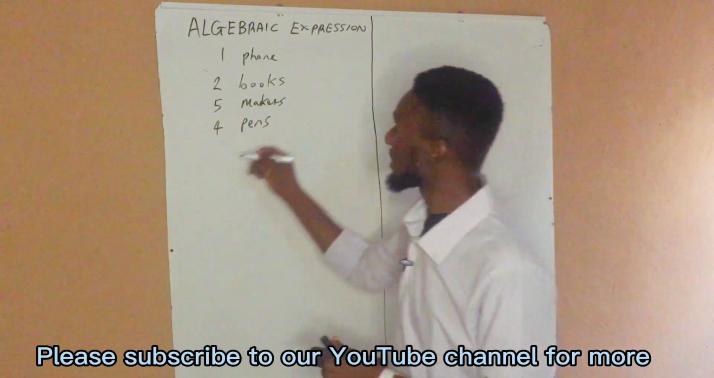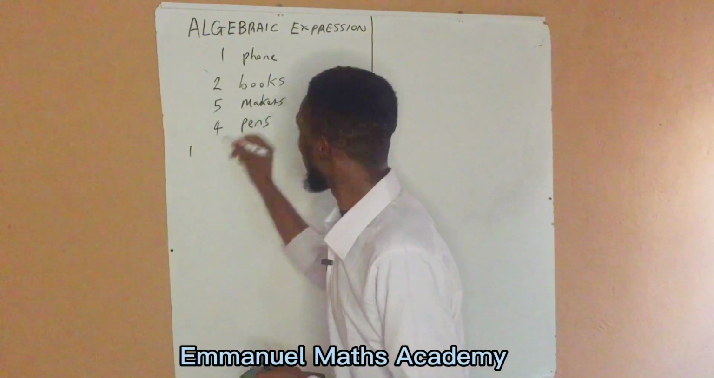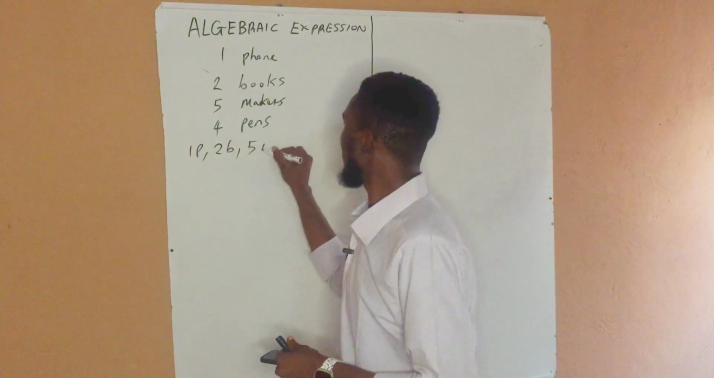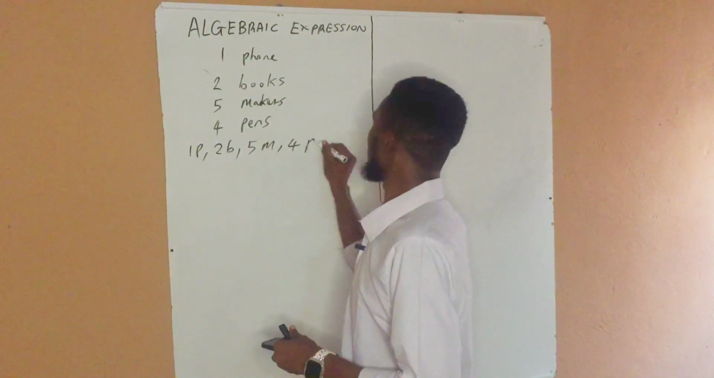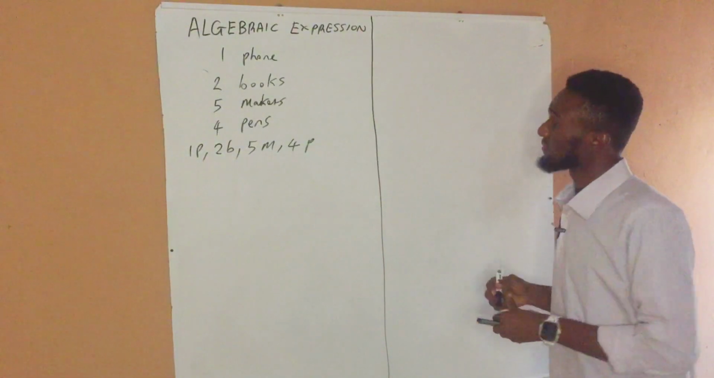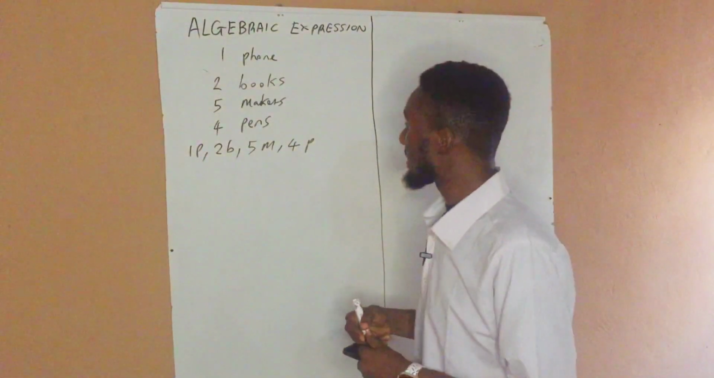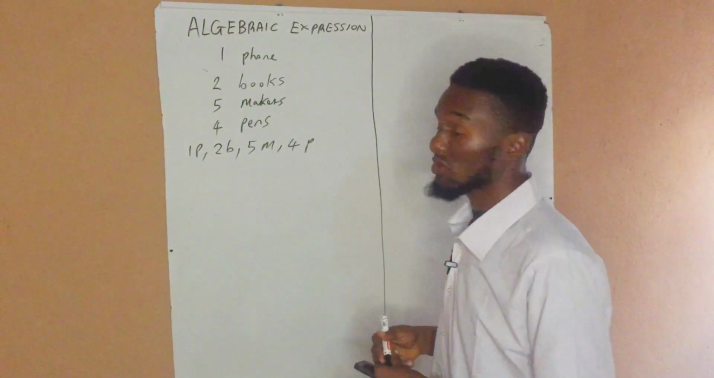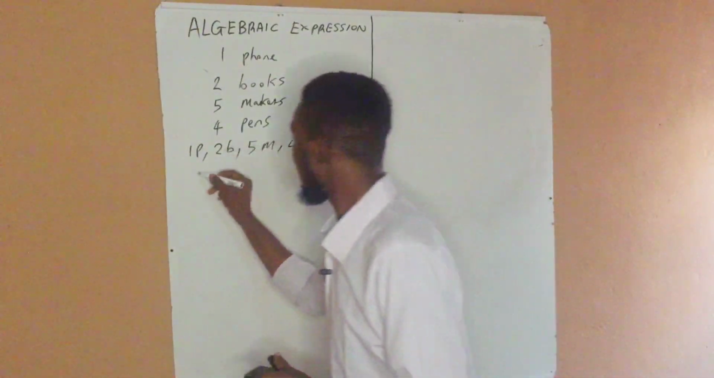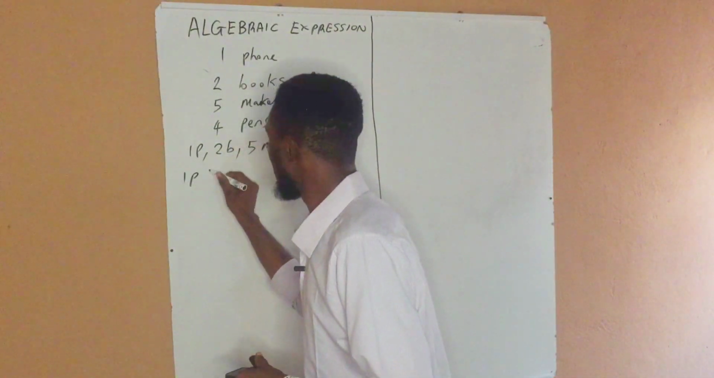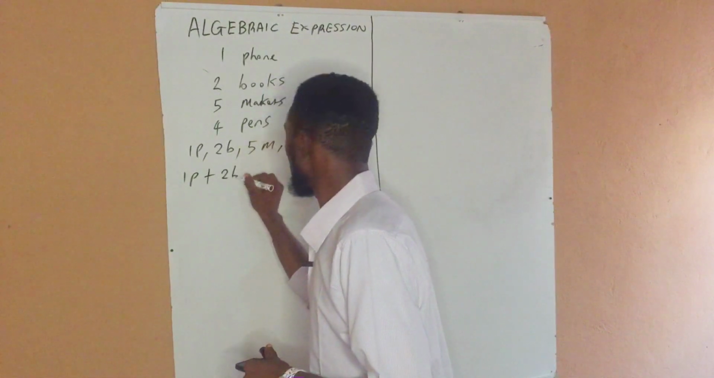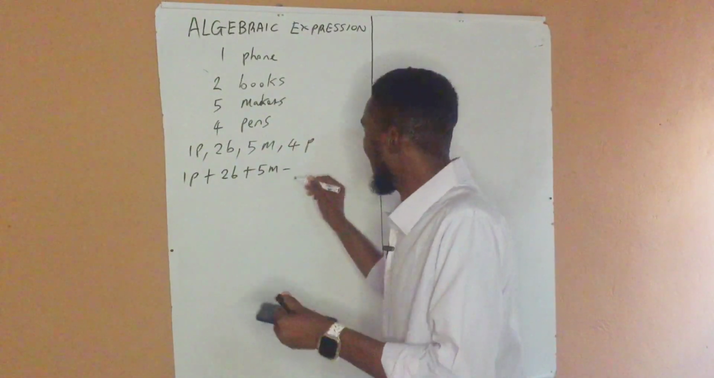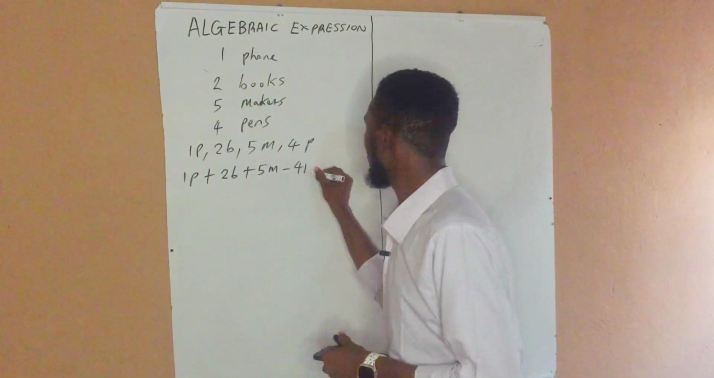So if you decide to pick each letter of this particular statement, you have something like one book, one P, right? You have 2B. You have 5M. You have 4P. And with this, you can decide to add arithmetic operations. You know what is arithmetic operation? Plus, minus. So if you decide to add maybe 1P plus 2B plus 5M, or maybe you can even add minus, just arithmetic operations. You have minus 4P.